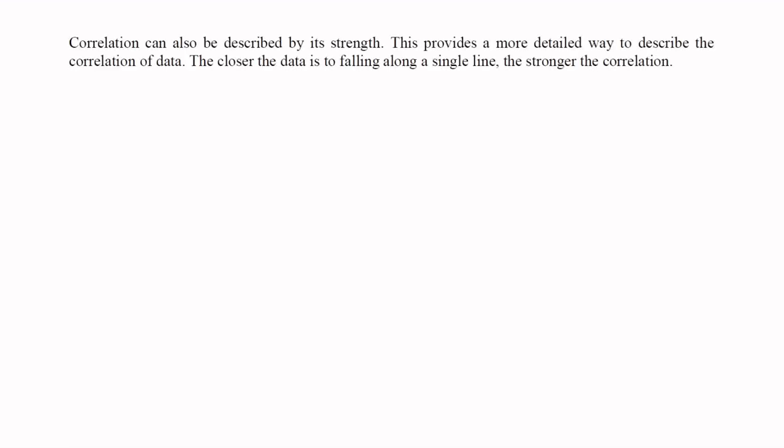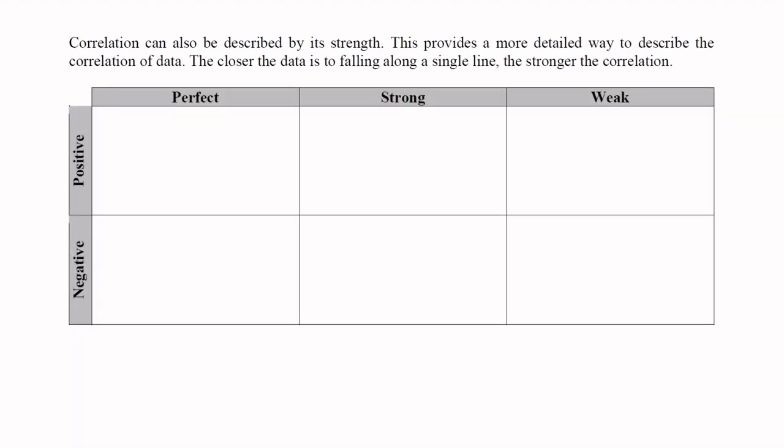Correlation can also be described by its strength. This provides a more detailed way to describe the correlation of data. The closer the data is to following along a single line, the stronger the correlation. So we've talked about positive and negative correlation. Now we're going to break it down into perfect, strong, and weak correlation.